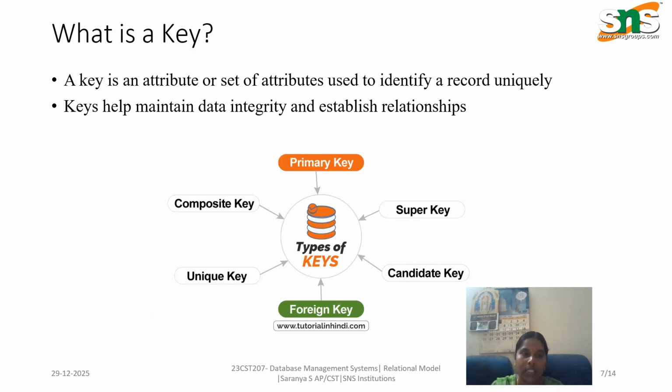What is a key? A key is a set of one or more attributes that can uniquely identify each row in a table. A key not only identifies the rows of the table but also relates two or more tables. The types of keys are the primary key, composite key, unique key, super key, candidate key and foreign key.